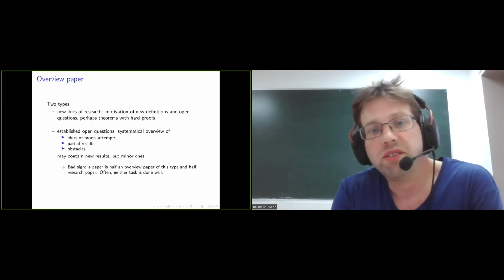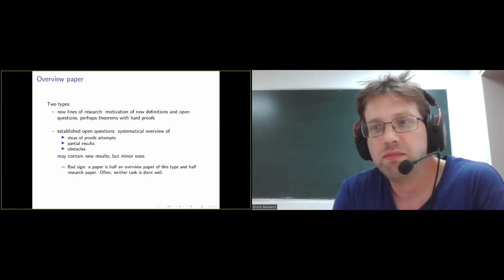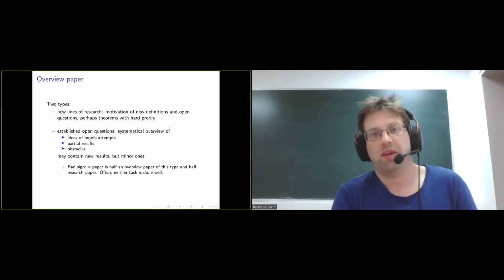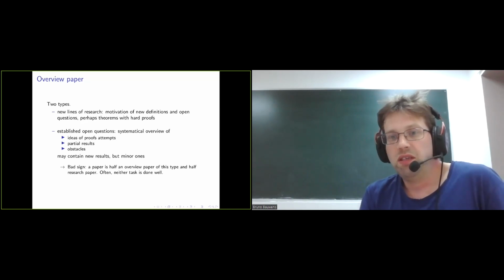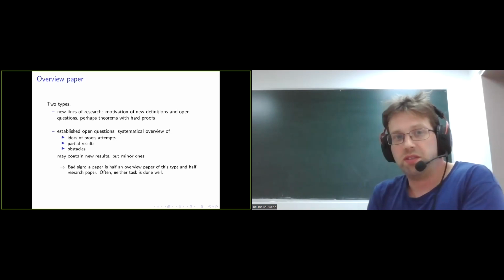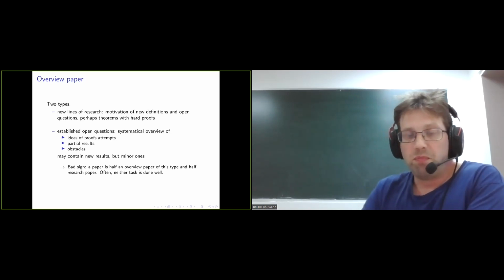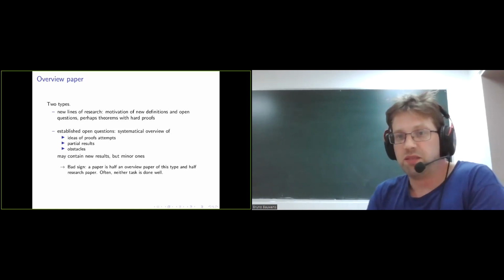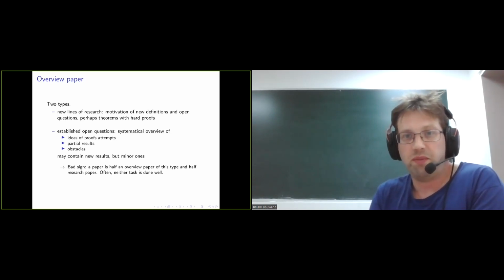Okay, there also exist overview papers. In a research paper, there is an open question and people agree that it's an important open question. So you might ask, where do the open questions come from? They come from overview papers. People propose new lines of research. They explain why a certain problem is important. Usually old people write such papers. So they explain why it's important.